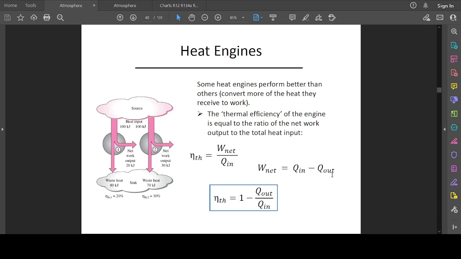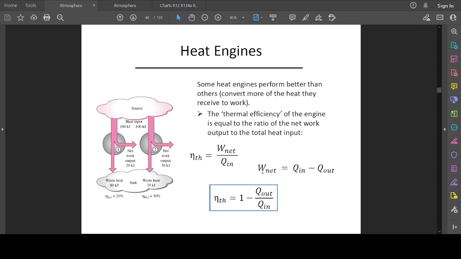With this we can establish the thermal efficiency. The thermal efficiency is the net work output, which is the work done in the turbine minus the work done by the pump to get the working fluid back to the boiler, divided by the total heat added in the boiler. That gives you the thermal efficiency for these heat engines.